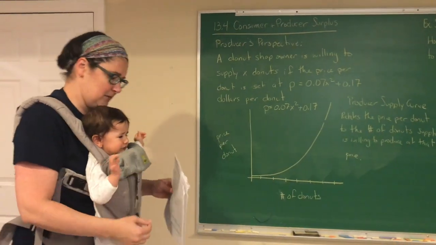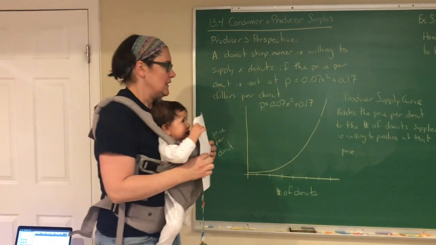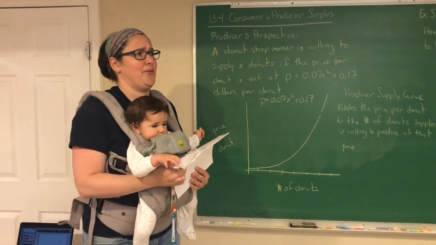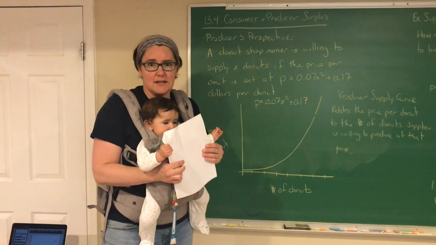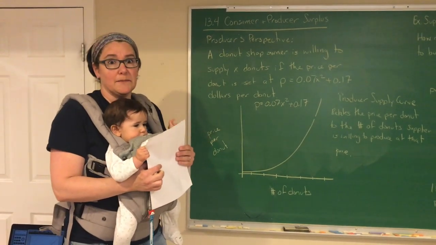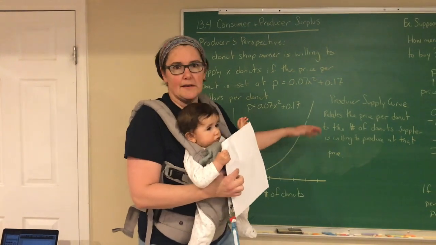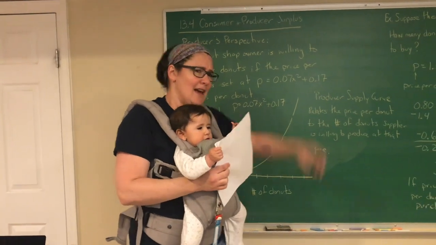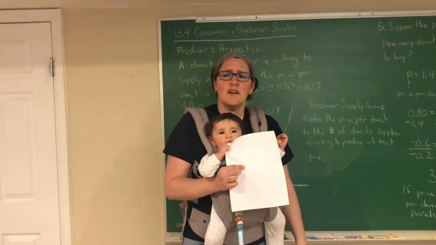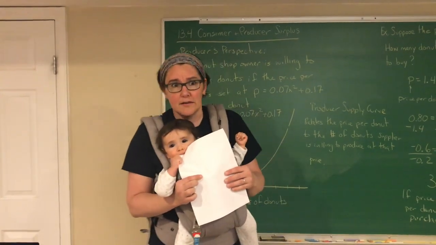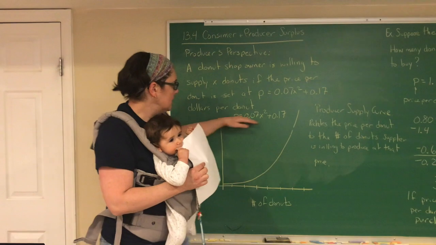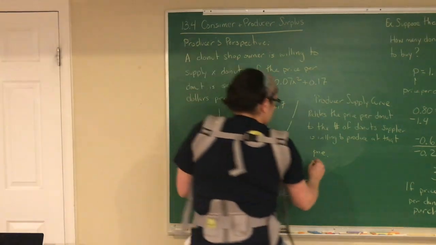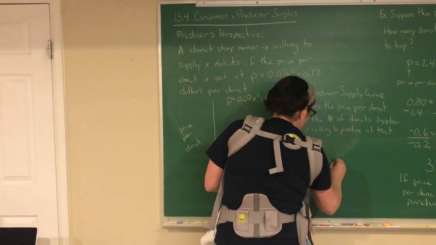And that makes sense because from the perspective of the supplier, if the supplier is only going to be paid 17 cents per donut, they're going to say, I'm not even going to cover my costs at that price. So I'm not going to produce any donuts. But if the donuts are selling for $1.92, then the producer's going to say, heck yeah, I'm going to produce these donuts all day for that price because I'm making a lot of money per donut. So the higher the price per donut, the larger the corresponding X value. So our producer supply curve is always going to be an increasing function.